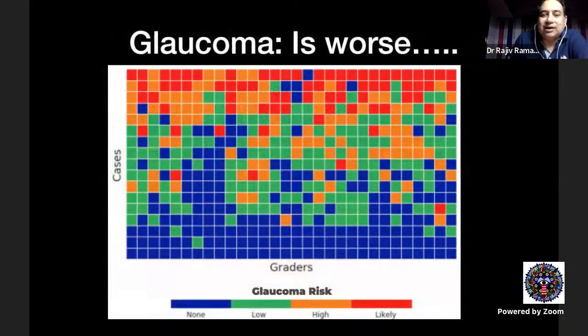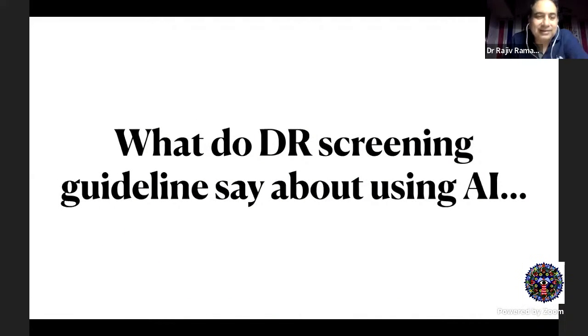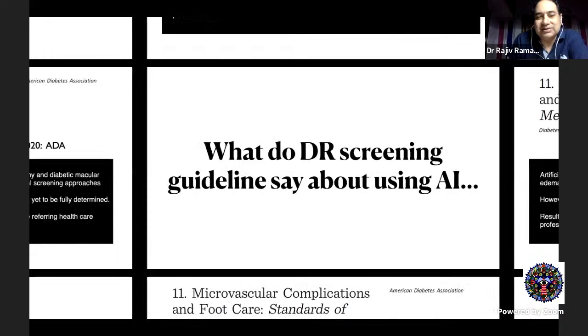This is the same graph for glaucoma. Glaucoma is worse because the definition of glaucoma itself is a query. So retinopathy is better than that. And there are many algorithms which have been made till now. And what do the DR screening guidelines say about using AI for retinopathy screening?